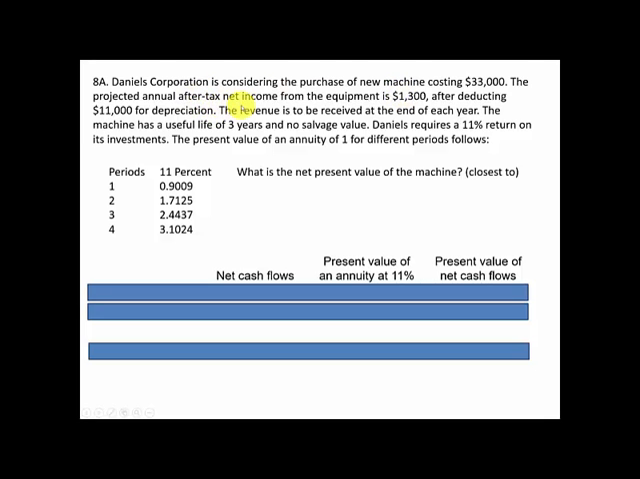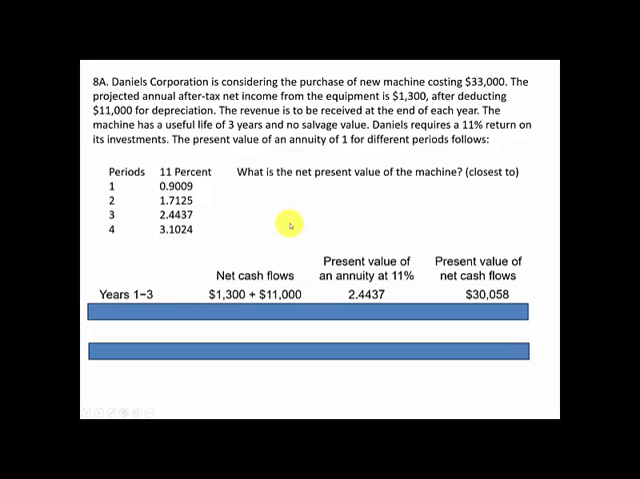The revenue is to be received at the end of each year. The machine has a useful life of 3 years, no salvage value. Daniels requires an 11% return on investments, which is the discount rate. That's what we're going to use in our present value tables to discount these cash flows back to time 0. The present value of the annuity of 1 for different periods is as follows: here's the present value at 11% for 1, 2, 3, and 4 periods.